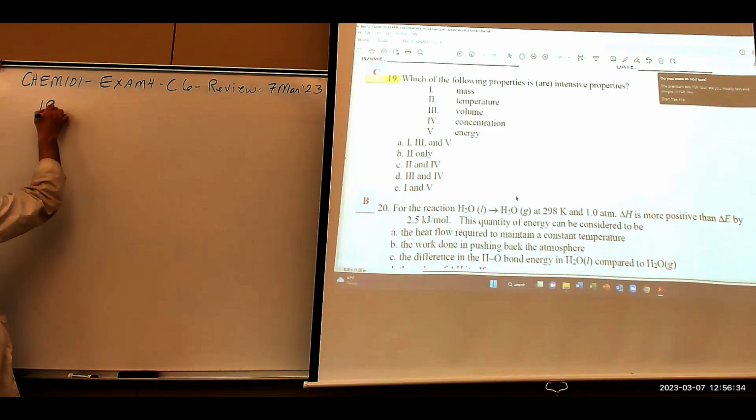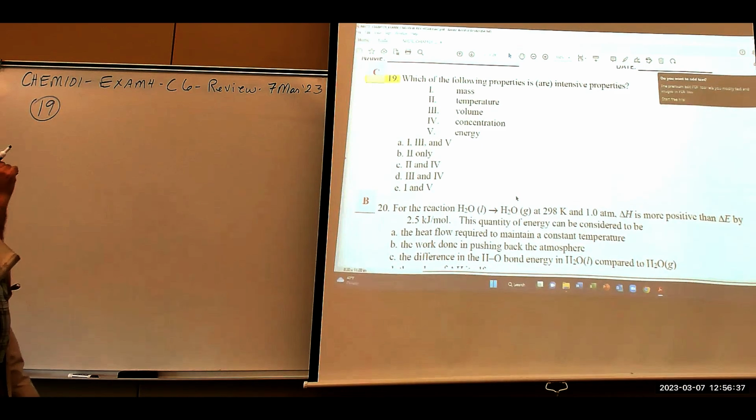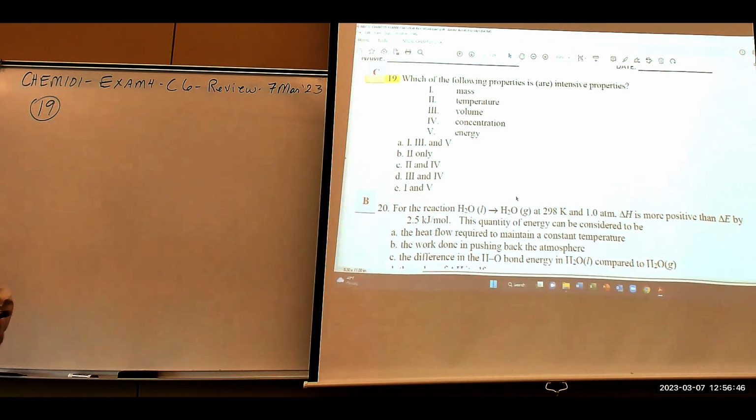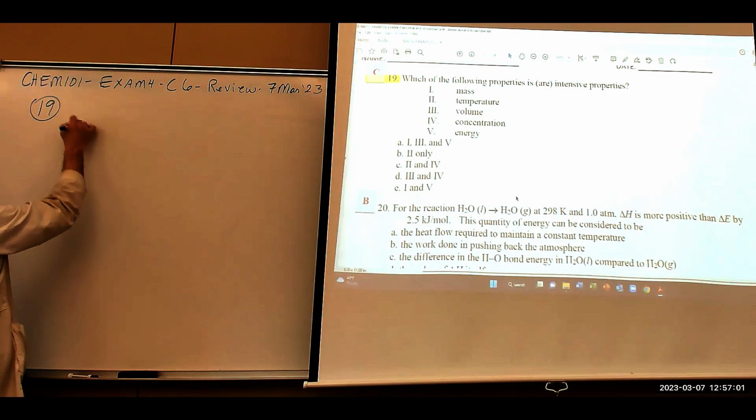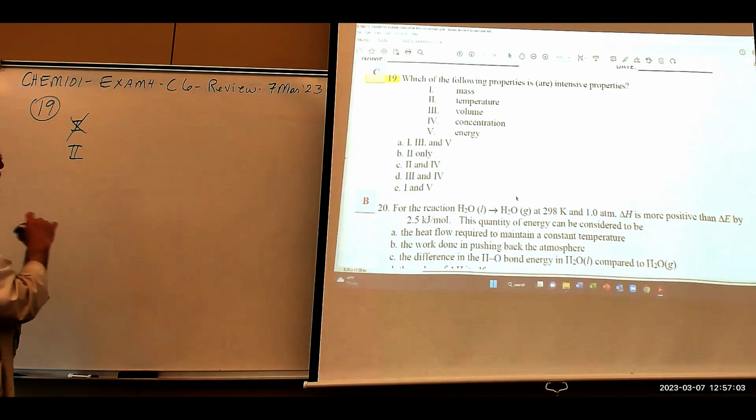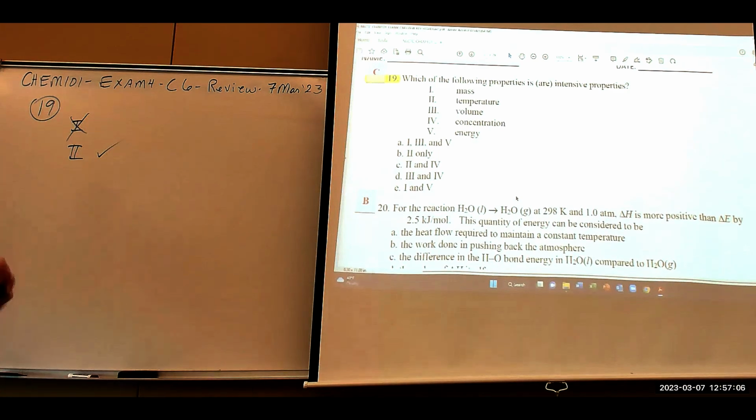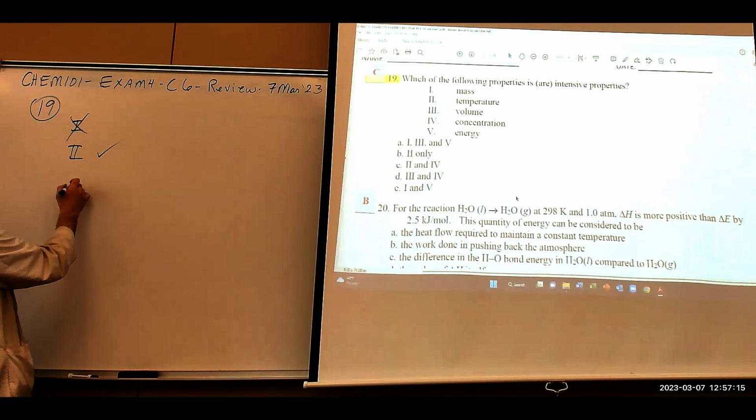19. Which of the following properties are intensive properties? Okay. So an intensive property means that no matter how much of the stuff you have, the value is still the same. So how about mass? No, you get more stuff, you got more mass. So one's not it. How about two? Temperature. Aha. As long as it's equilibrated throughout the entire substance, then the temperature, anywhere you measure, is going to be the same. That is an intensive property.